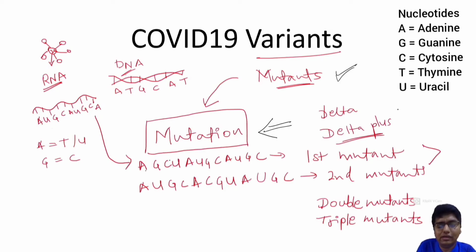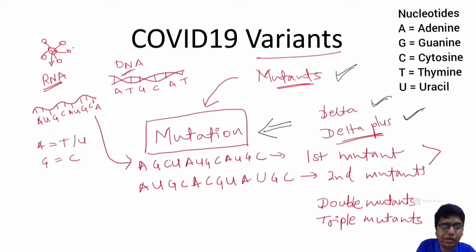These are the most trending variants nowadays. We can see that high transmission rates are there. Whole families are getting infected because of these variants.